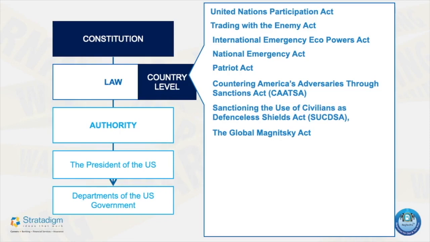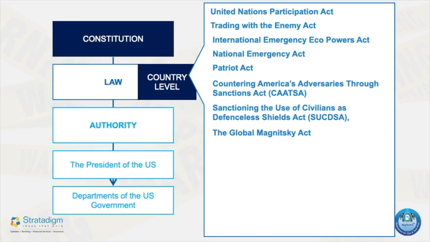The Patriot Act is relatively recent compared to the other acts. It dates back to 9/11 and of course is wide-ranging in its reach, particularly with money laundering, countering the financing of terrorism as principal goals, but indeed anything else that threatens the security of the United States. Another important act is the Countering America's Adversaries Through Sanctions Act, CAATSA. Now, CAATSA, you will find references to CAATSA every now and then. Sanctioning the use of civilians as defenseless shields act is also a country level act. That last act, the Global Magnitsky Act, is not actually a country level legislation, though it could be deployed as such, but it principally aims at targeting individuals identified with human rights abuses.